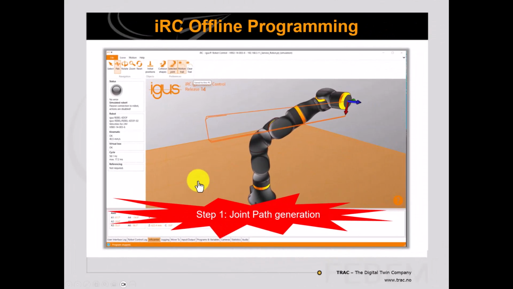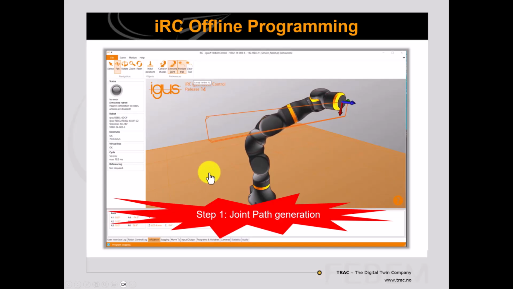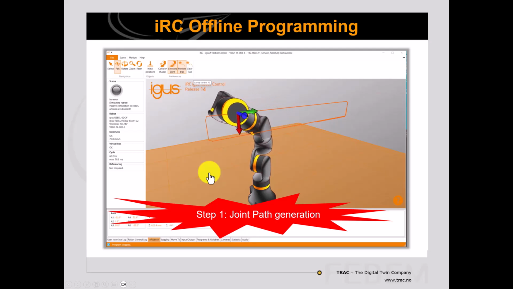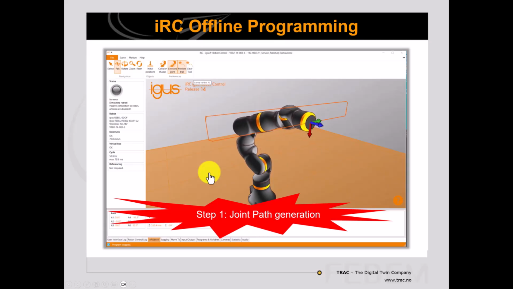So let's step through the process. You start by programming the TCP trajectory in IGUS iRC. And this is based on a pure kinematic calculation. So this path is perfect, does not consider any flexibility, gravity loads of the real robot. And while iRC is running this path, I extract the joint angles which I use in the FEDEM simulation, which is the next step.